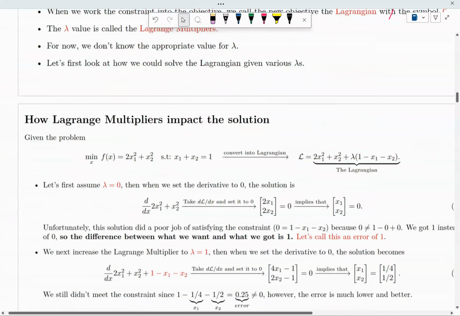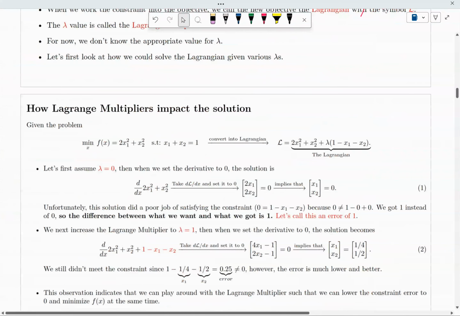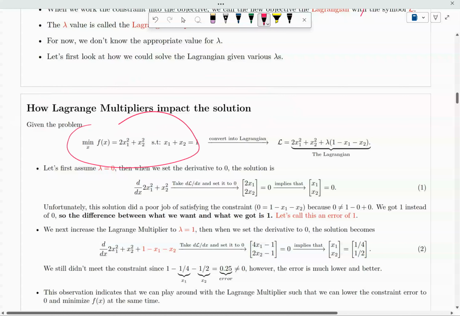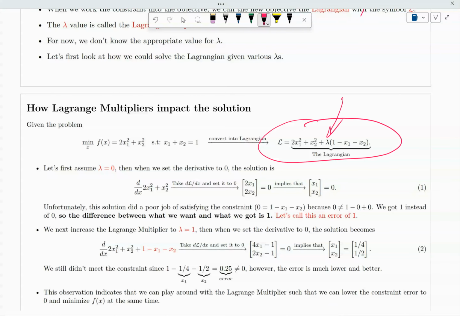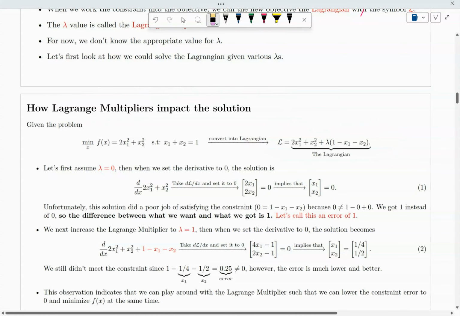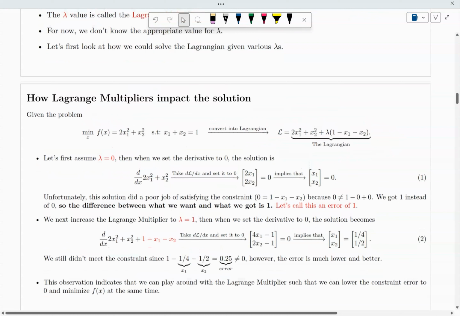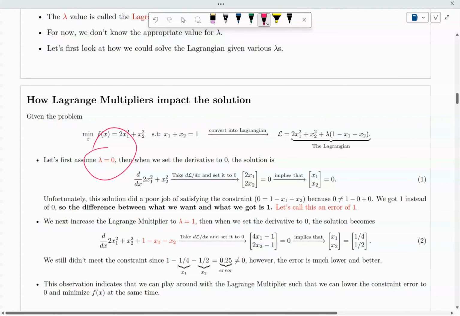So how does the Lagrange multiplier impact the solution? Over here, remember I converted into a Lagrangian, and we have a Lagrange multiplier. So how does the Lagrange multiplier lambda impact our solution? That's the question here. Well, let's assume first that the Lagrange multiplier is zero. What happens? If it's zero, this is not there, right? None of this is there. So we can just take the derivative and set it to zero.